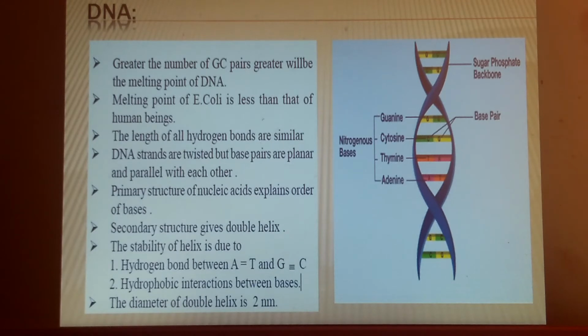So the second point, whatever you are observing now, is that the melting point of E. coli is less than that of human beings. So that point we are going to discuss in our competitive part. So elaborately we can discuss. We have questions regarding that one. So the greater the number of GC pairs, greater will be the melting point of DNA. I hope it is clear.